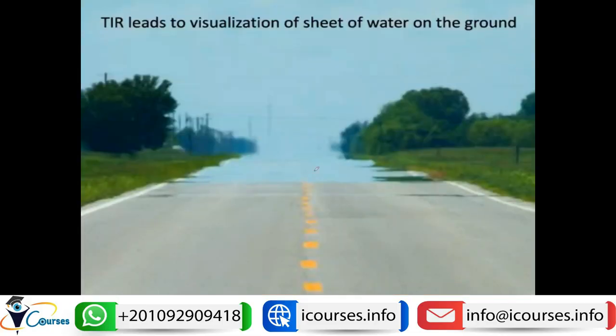This total internal reflection can also make us see sheets of water on the ground as we're driving. This is just the reflection of the image of the sky. As light rays coming from the sky pass from areas of higher refractive index to areas of lower refractive index, they undergo total internal reflection, leading to visualization of this sheet of water on the ground, which is simply a reflection of the image of the sky.